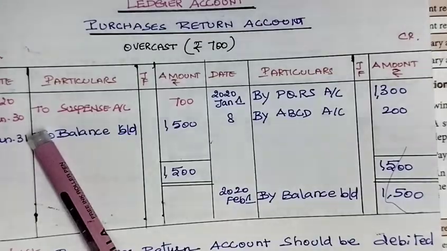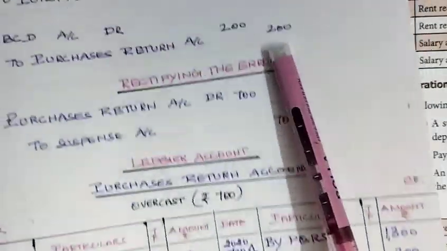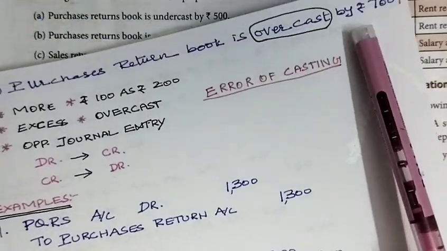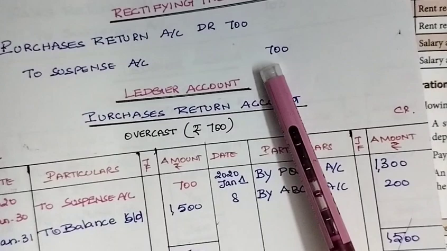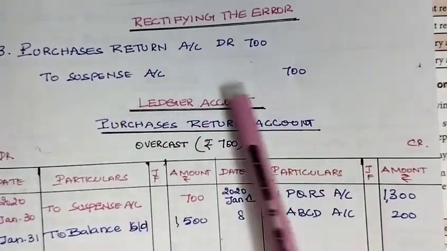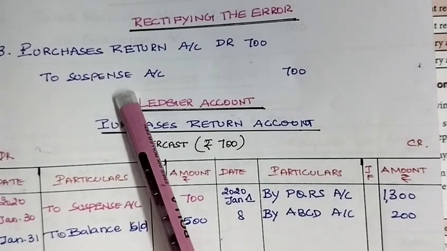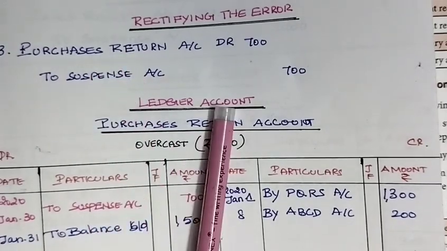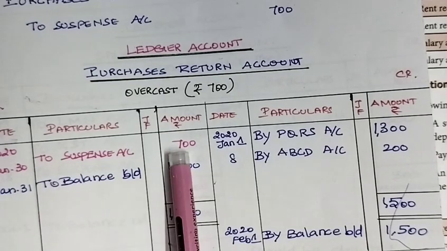Which is the opposite account? Suspense account. Okay, how many rupees? 700 rupees, because 700 rupees is increased here, overcast here. So you have to write the 700 rupees. You have to create the suspense account here and follow the opposite journal entry. So on the ledger account, on the debit side, you write to suspense account 700 rupees.